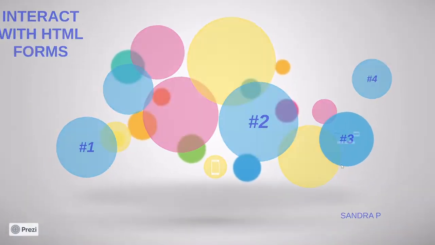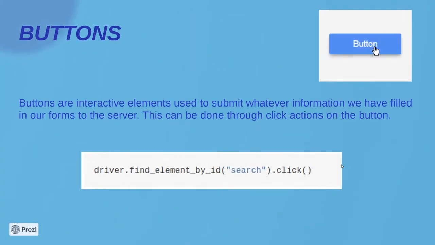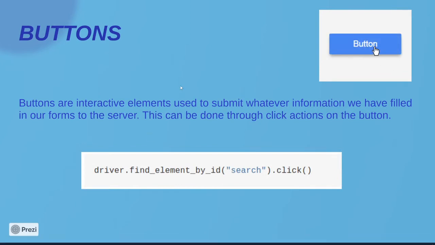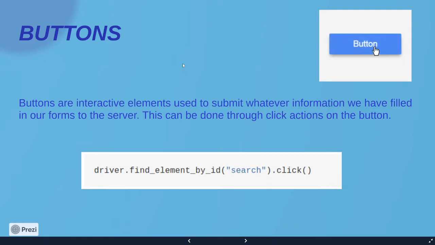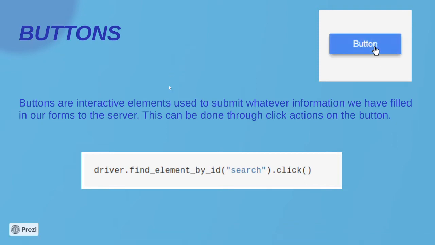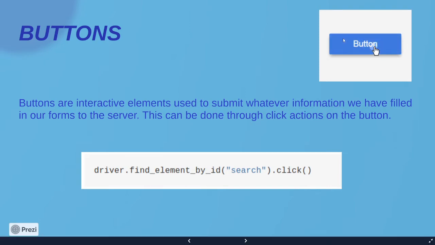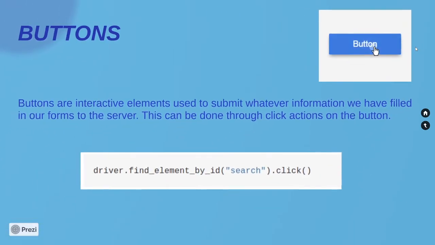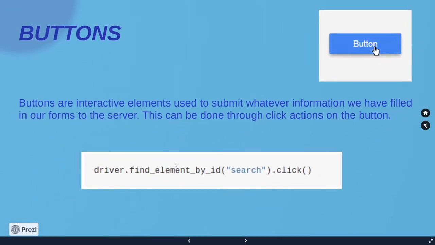Now after entering all the details, what we have to do is to submit the form. In order to submit the form, we have to click on a button. This button will take all the data we have entered to a server for processing. So what we have to do in a button is to just click on the button like this. This is also made possible using such a line of code.